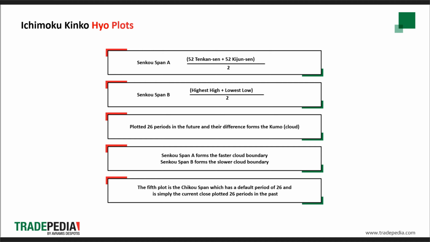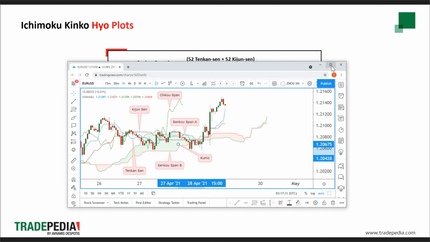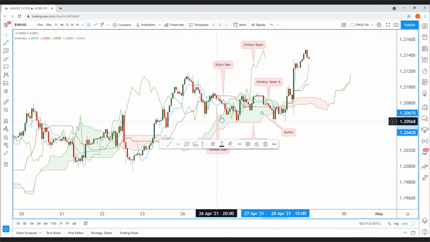And for Senkou Span B, you have the highest high plus lowest low divided by 2, using 52 periods, plotted 26 periods into the future. And there are different forms of the Kumo. You use Senkou Span A and Senkou Span B, and you get the cloud. Senkou Span A forms the faster cloud boundary and Senkou Span B forms the slower boundary. If I bring up the chart again, you can see the green line here, Senkou Span A, is known as the leading one, and Senkou Span B is the lagging one. And the difference between them is the cloud.